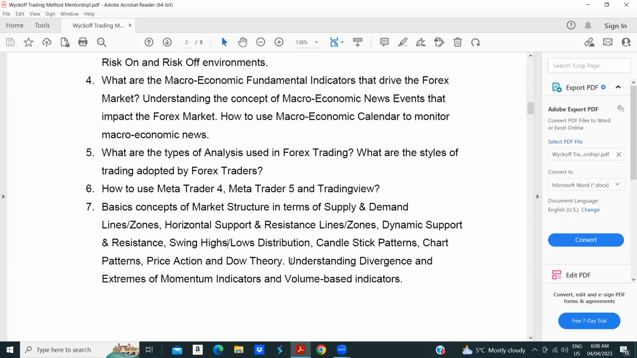And then there are a few more terminologies, like the divergences and extremes of momentum indicators and the volume-based indicators.